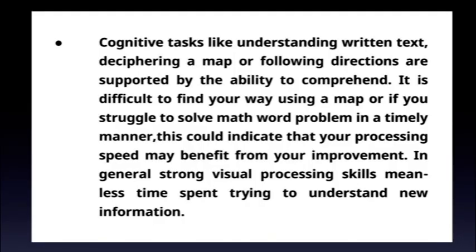Cognitive tasks like understanding written text, deciphering a map or following directions are supported by the ability to comprehend. How you are comprehending, how you are understanding, will help you understand the text material, or when you are deciphering a particular map or any particular chart. It is difficult to find your way using a map if you struggle to solve math word problems in a timely manner. This could indicate that your processing speed may benefit from improvement. In general, strong visual processing skills mean less time spent trying to understand new information.